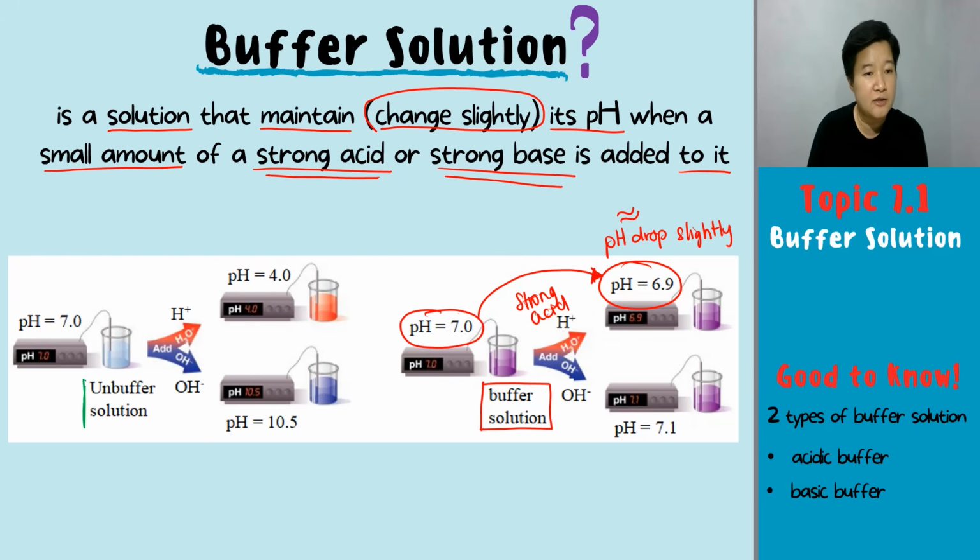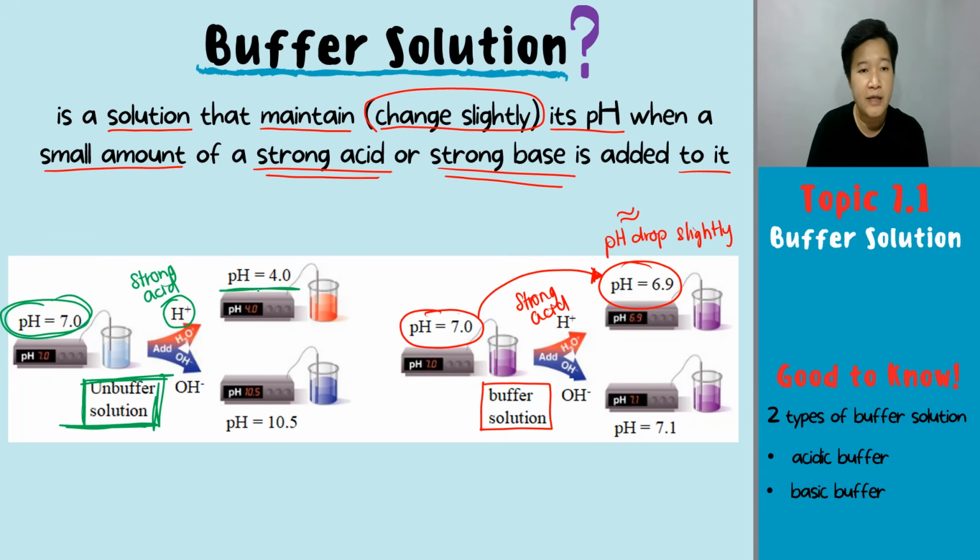But let's look at a solution that is not a buffer over here. When you have a solution that is not a buffer, I start off the pH again at 7. Same process, I have a strong acid added into my solution.